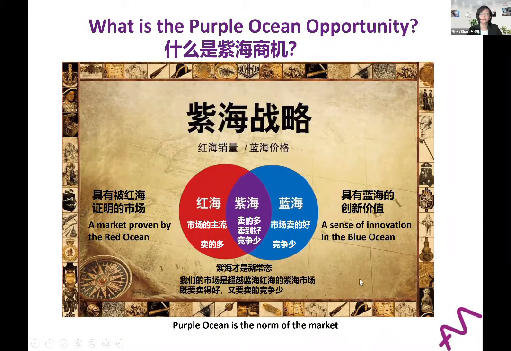Okay, so the intent of this is to show this red, blue, and purple.